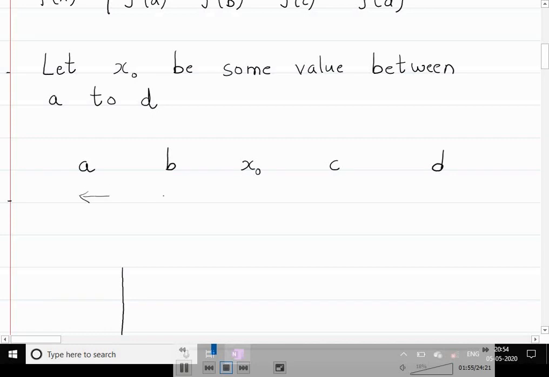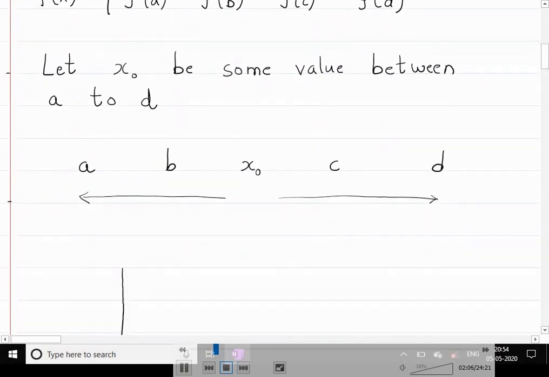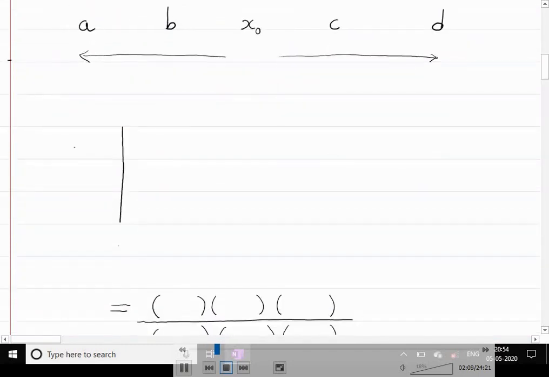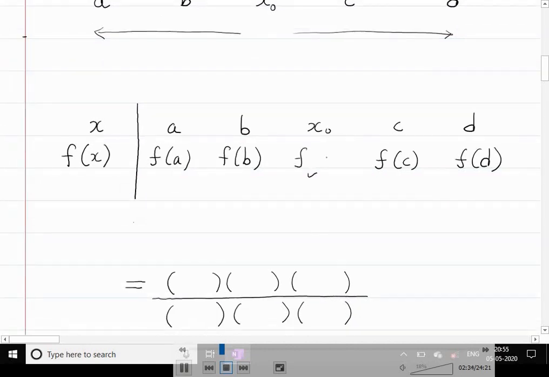For that, we will write the table of f(x). You see, x naught is between a and d. Now let us write: x values a, b, x naught, c and d. Here you have f(x), which is f(a), f(b), f(c), f(d), and here I will write f(x naught), which I actually want to find. So this will be our question. I have to find that f(x naught). So that will be a question mark.